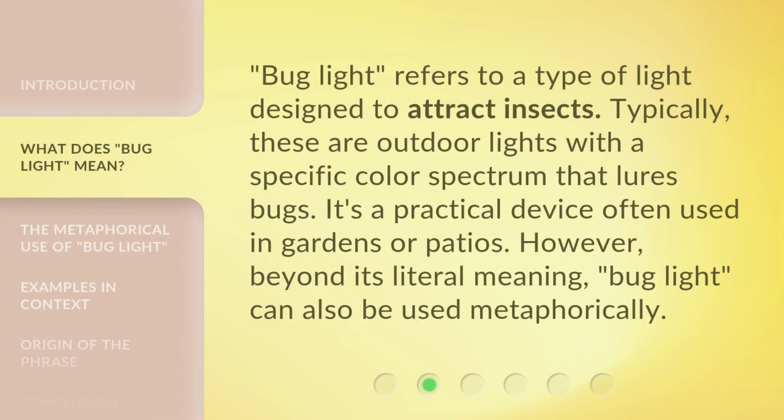Bug light refers to a type of light designed to attract insects. Typically, these are outdoor lights with a specific color spectrum that lures bugs. It's a practical device often used in gardens or patios. However, beyond its literal meaning, bug light can also be used metaphorically.